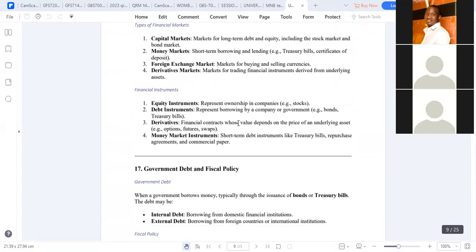And financial instruments. So we have equity instruments which represent what? Ownership in companies. We have debt instruments which represent borrowing, like bonds and treasury bills. We have derivatives. These are contracts whose value depends on the price of an underlying asset. Then we have money market instruments. These are short-term instruments like treasury bills and repurchase agreements.